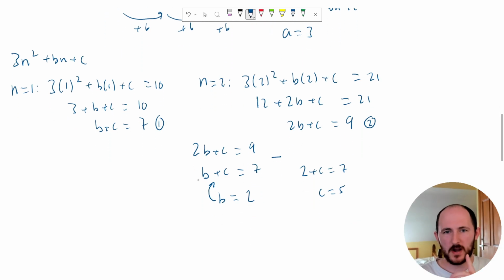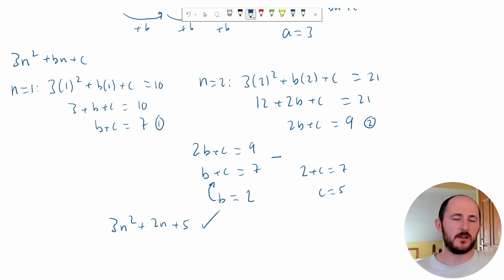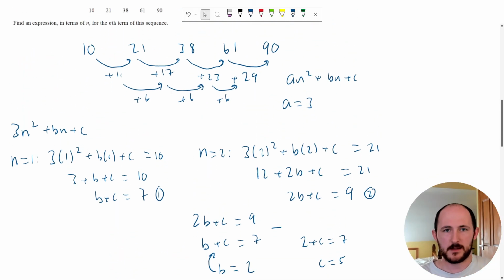So our final equation, remember we know that b is equal to 2 now, and we have c is equal to 5, is this. Our final answer is 3n squared plus 2n plus 5. Done. If you'd like, you can check by just subbing in n equals 1 and n equals 2, just to see if you get that same sequence.